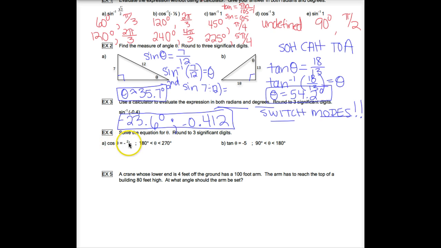So if the cosine of theta is negative 2/3, that means if I've got it in degree mode, when I do second cosine of negative 2 divided by 3, close the parenthesis and press enter, it is telling me that theta is 131.81-ish. Now, 3 significant digits would be 132 degrees. So the inverse cosine of negative 2/3 was approximately 132 degrees. But that's not the answer that I'm going to list, because that is not between 180 and 270 degrees.